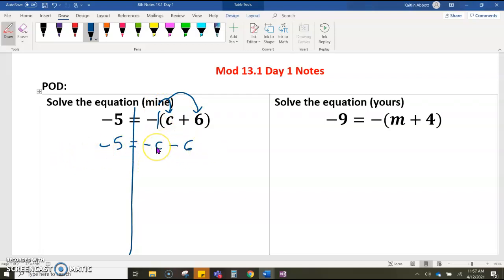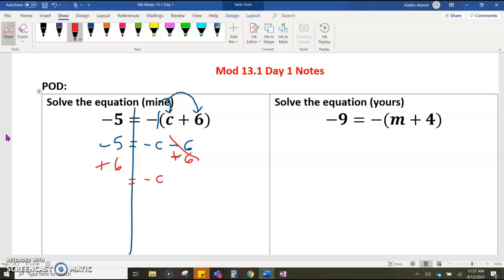Now we're going to get c all by itself. So next I am going to get rid of the constant near the variable. I'm going to get rid of this negative 6. To get rid of a negative 6, I have to add 6 to both sides. And those go away. I am left with negative c. And I have negative 5 plus 6.